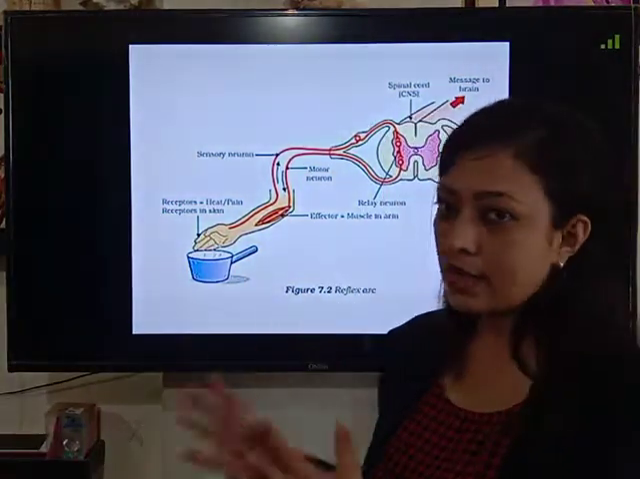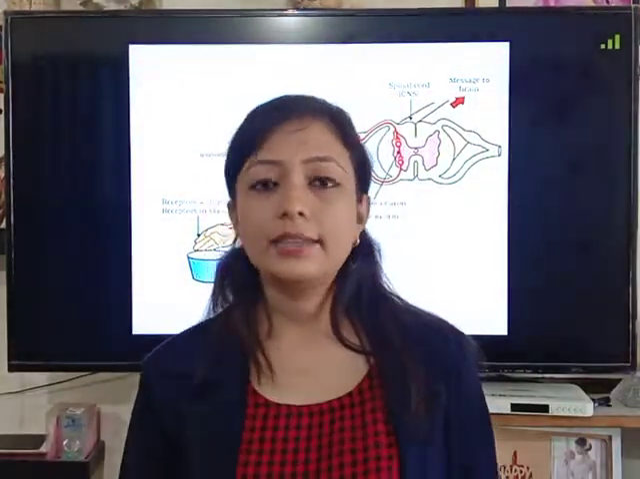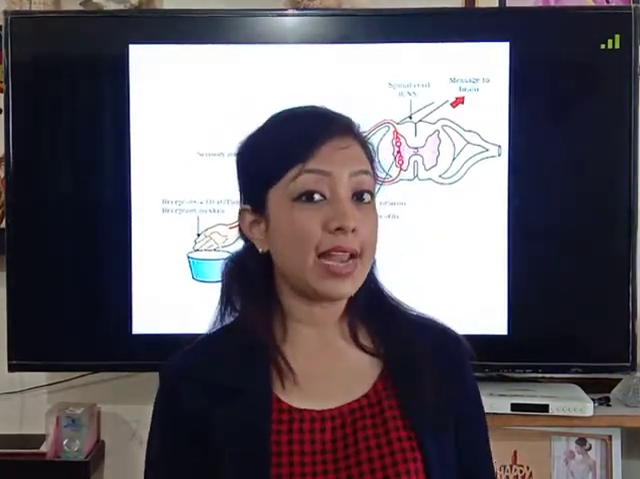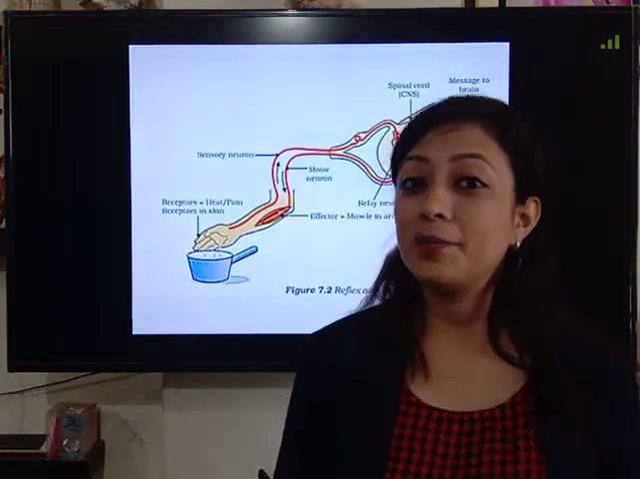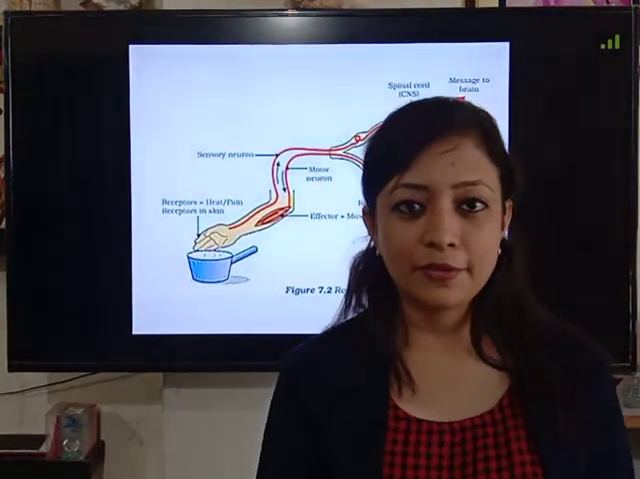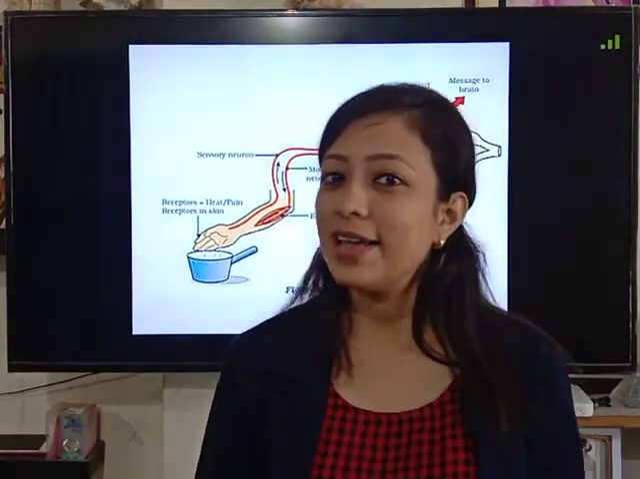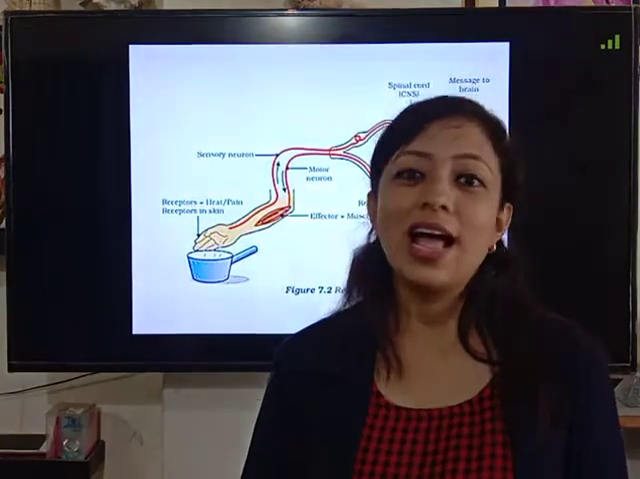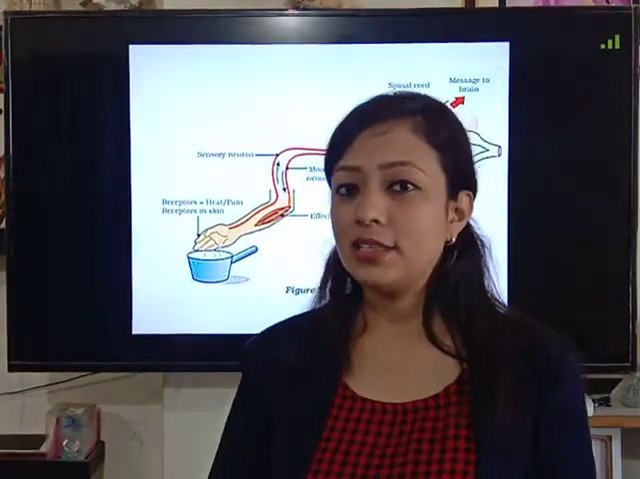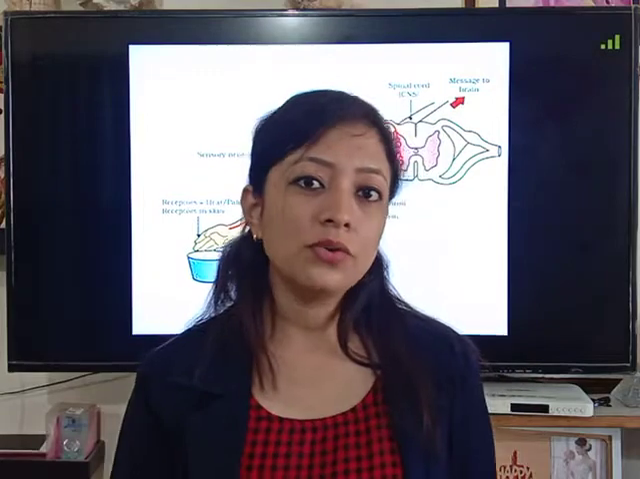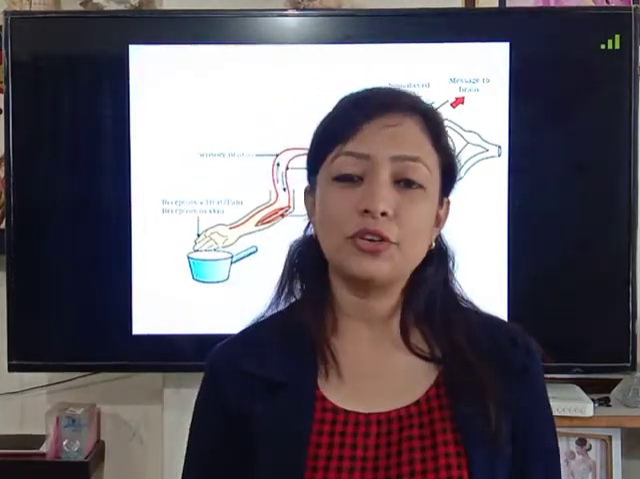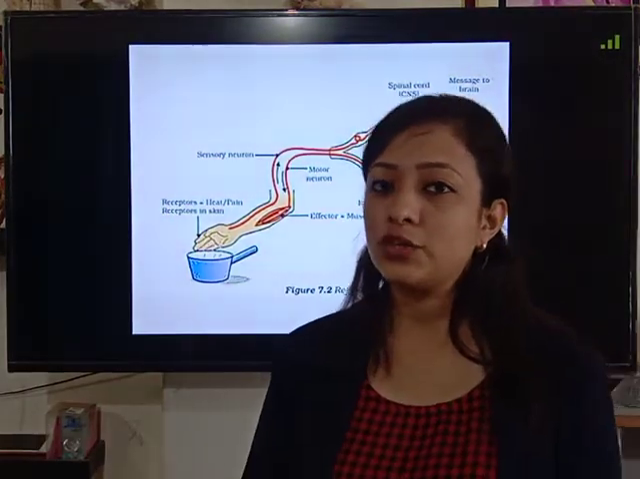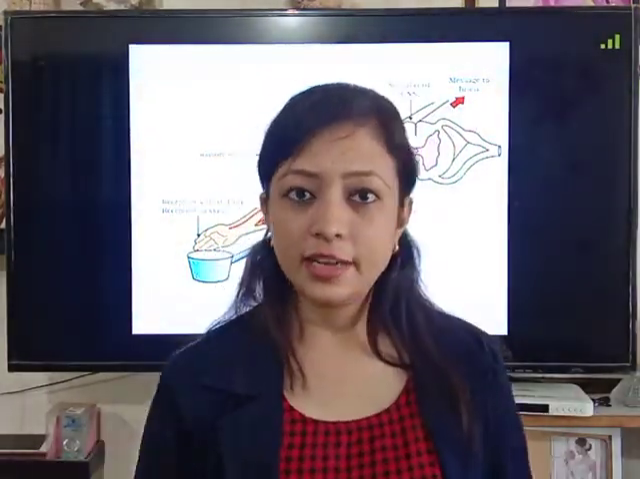So children, this is about today's topic, that is the reflex action, its types, cerebral reflexes, spinal reflexes, and the cerebrospinal reflexes. And apart from that we learned the definition of reflex arc and the importance of the gap present between two neurons, that is synapse. In my next lecture I will explain to you about the detailed structure and the function of brain, and at the end of the chapter we'll discuss the endocrine system in detail, and then we'll end this chapter.